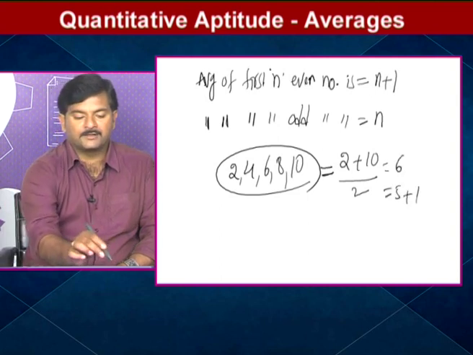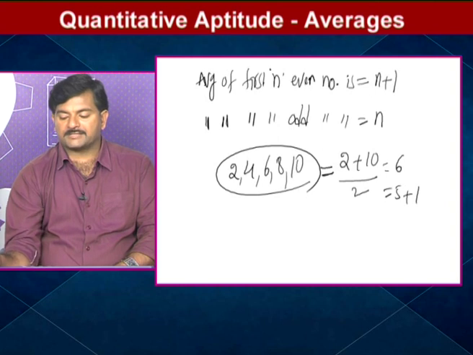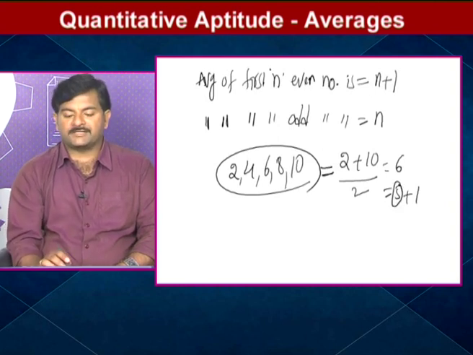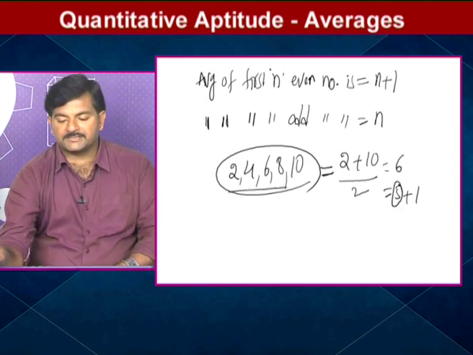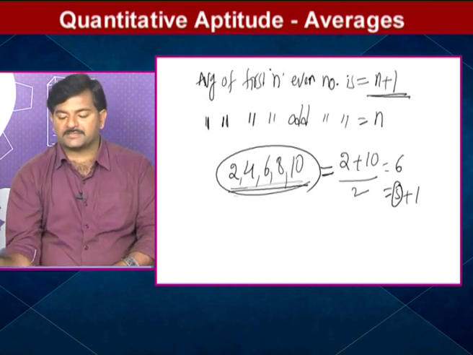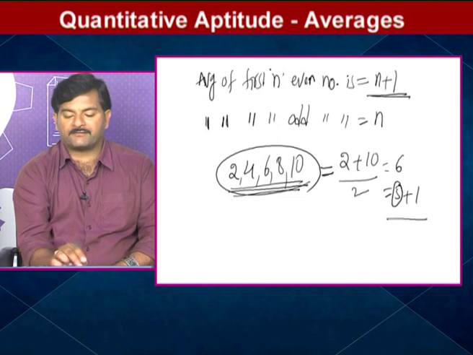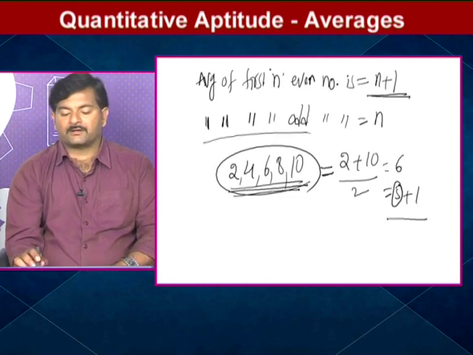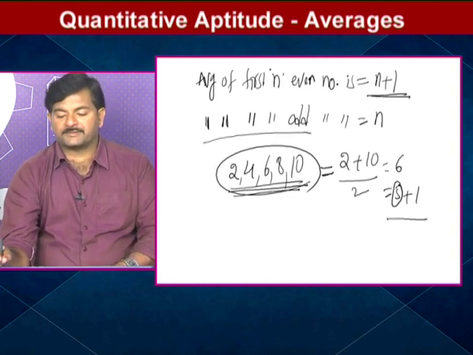So 6 means, can I write 5 plus 1? Yes, you can write. So what does it mean? The average of the first 5 even numbers is 5 plus 1, that is n plus 1. The average of the first n odd numbers is simply what you can say? n, we can say. Keep this concept in mind. The average of the first n even numbers is n plus 1. The average of the first n odd numbers is n. So by using this, we can solve these two questions.